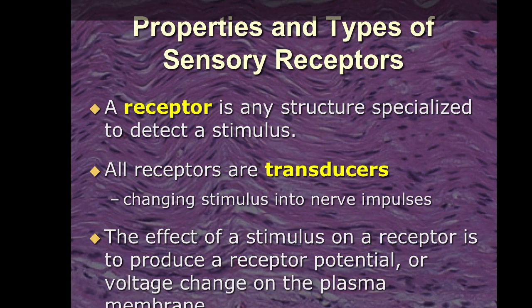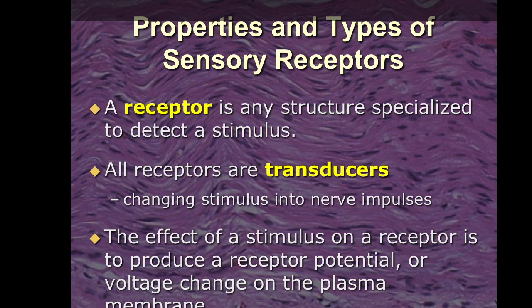But these receptors are able to change a stimulus, which could be temperature, into an action potential. They can change pressure into an action potential. They can change photo information, so light, into an action potential. So these guys are really, really cool. Okay? They can change other things into action potentials.